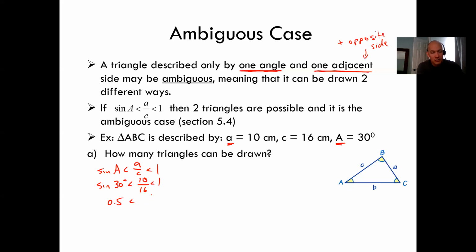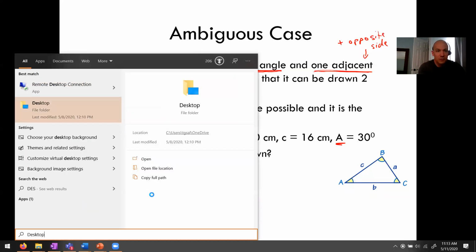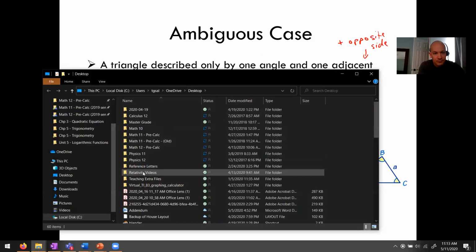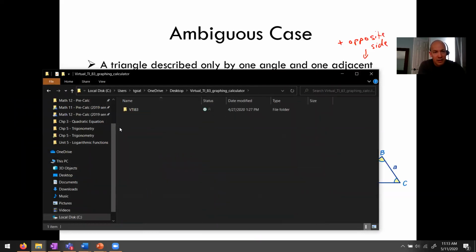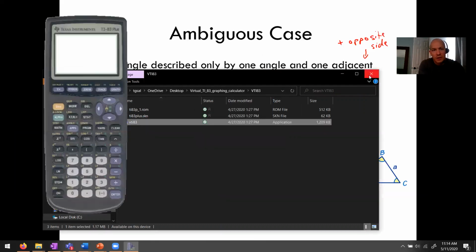We can go to desktop, and then we can find that calculator here. Virtual TI-83, and then we'll have that right there. Okay, so we'll get rid of that.